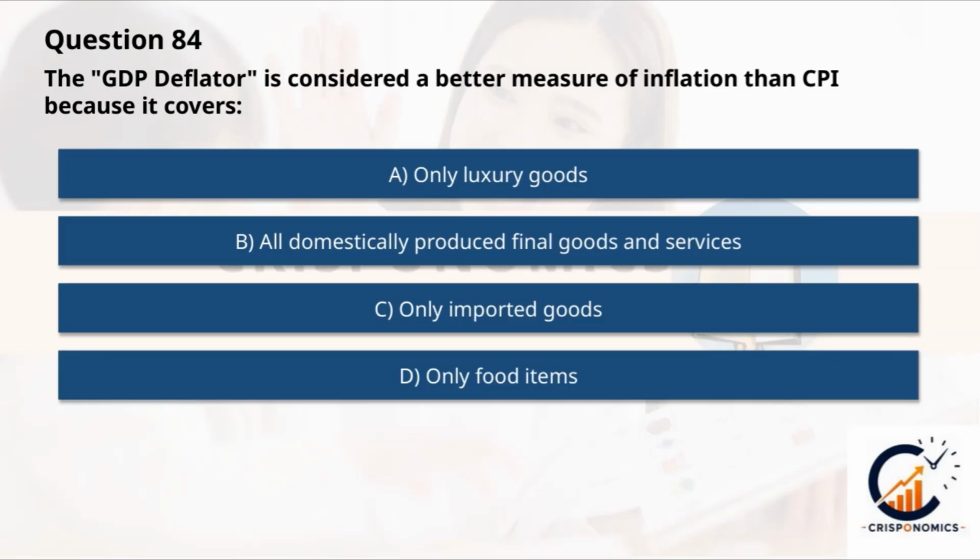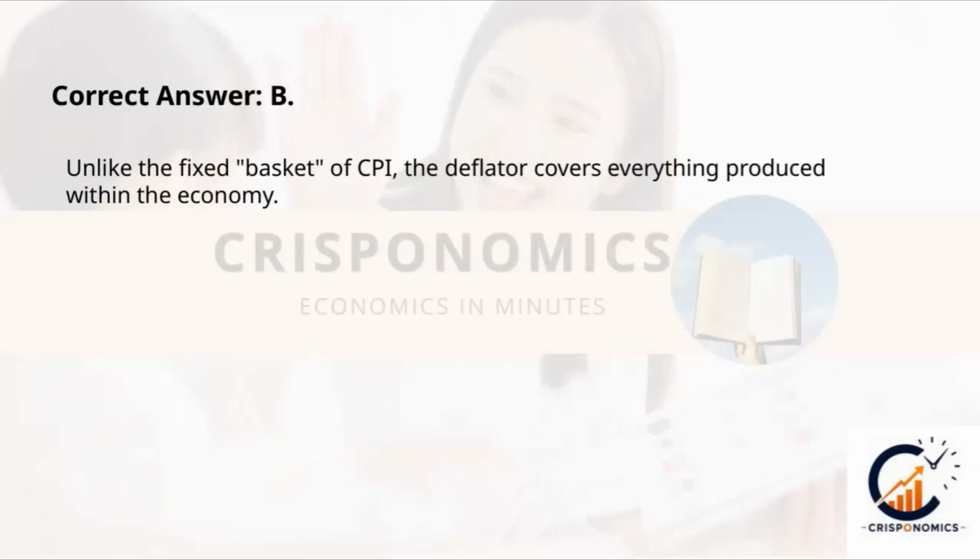It's the full picture. Unlike the fixed basket used in the Consumer Price Index, the deflator takes a broader view. It measures the prices of everything produced within the economy, capturing a more comprehensive picture of inflation. This makes it a flexible and dynamic tool, reflecting changes in the mix of goods and services over time. So, when we want to understand overall economic price shifts, the deflator gives us a fuller story.